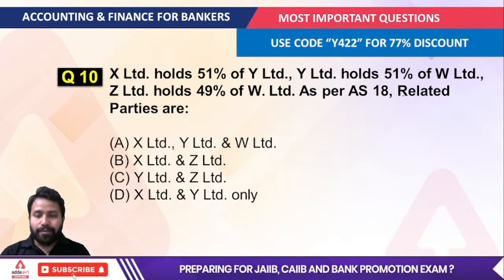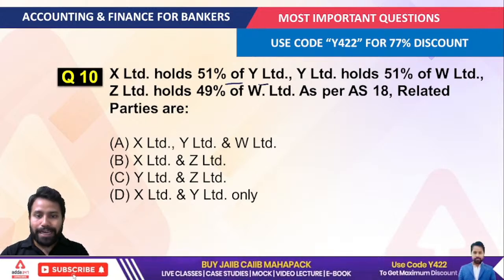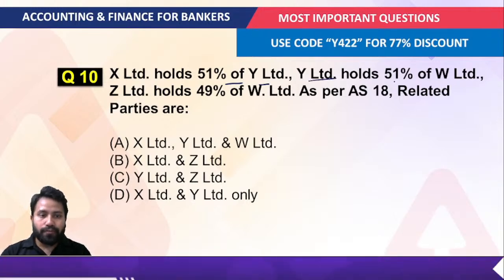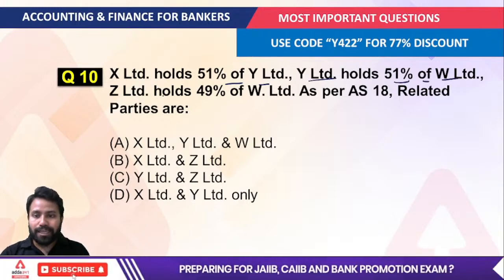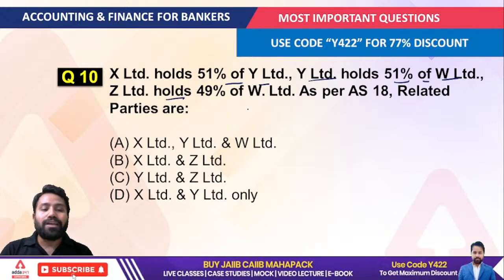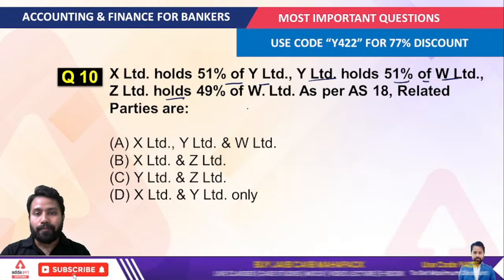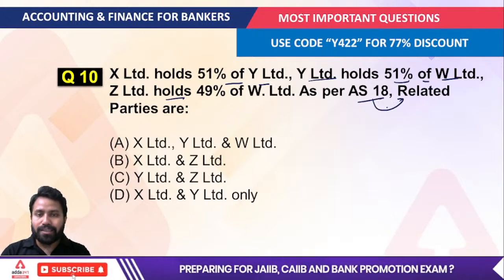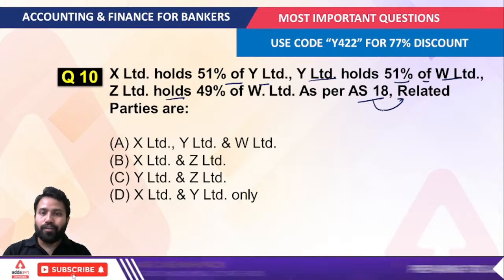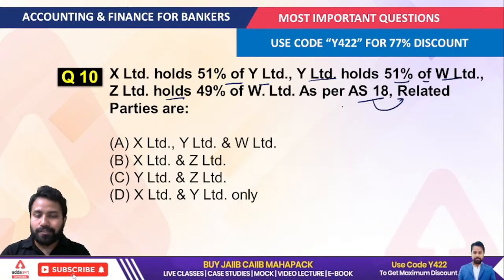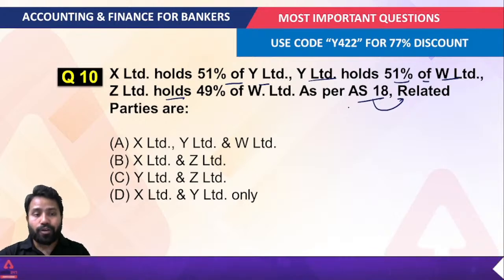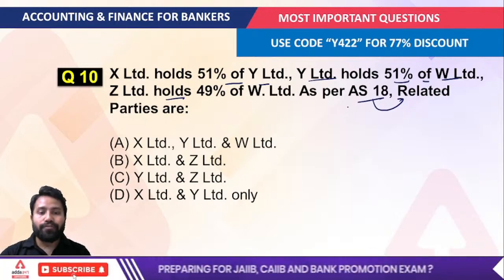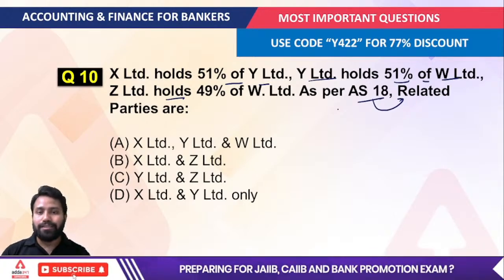X Limited holds 51% of Y Limited. Okay, these are all the companies given. Y Limited holds 51% of W Limited. Z Limited holds 49% of W Limited. As per accounting standard 18, related parties are... That's all you know, that accounting standard 18 states the related parties, like control of one party over another party. So you have to find out what the related parties are there.